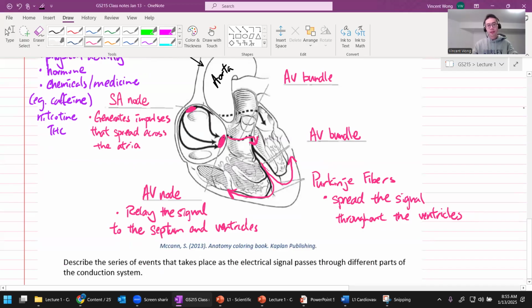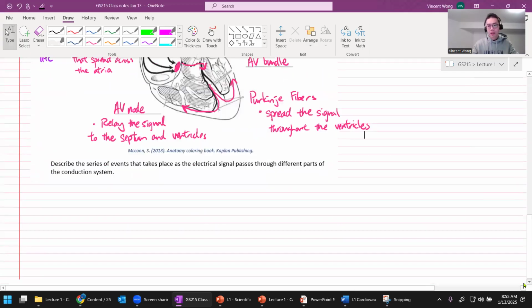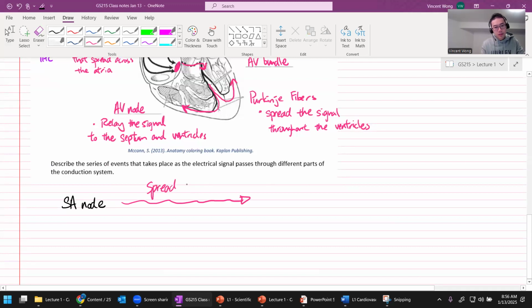Just let me know if you need me to slow down. Okay, and of course, these things will be posted. So let's take a look at what really happens. All right, I'm going to write down here. So we have the SA node, and it generates the impulse, the signal. So the signal is going to spread across the atria, which is what I wrote on top. And at the same time, it's going to be going to the AV node.